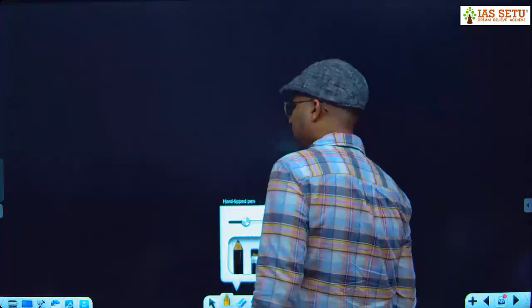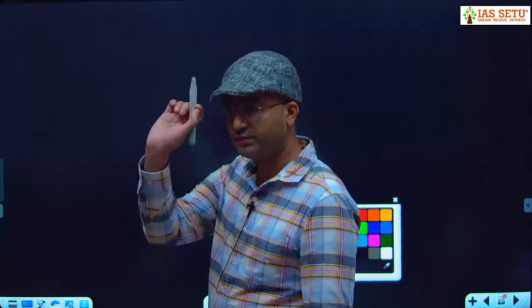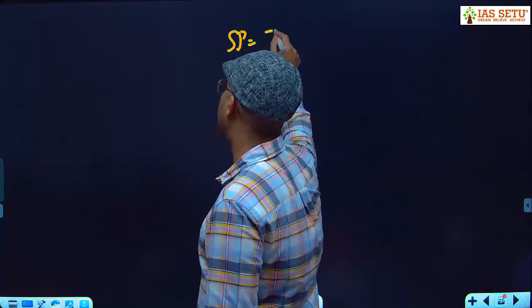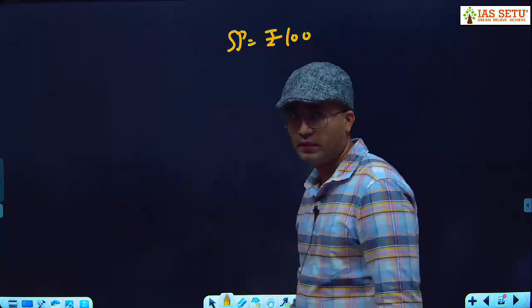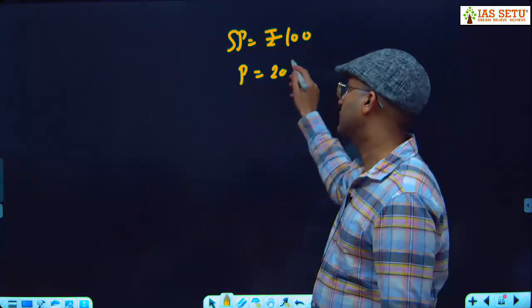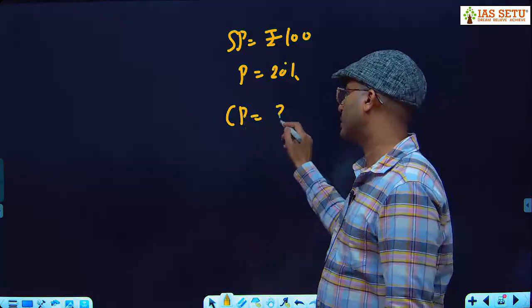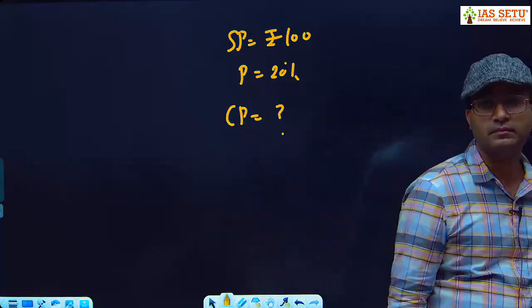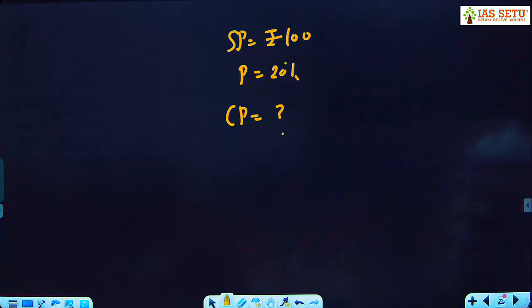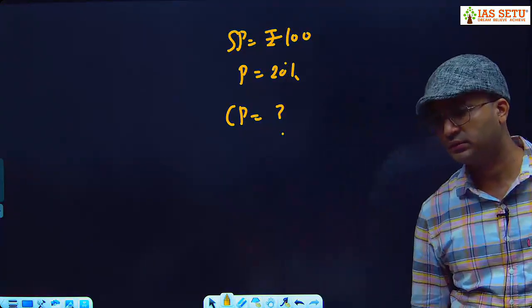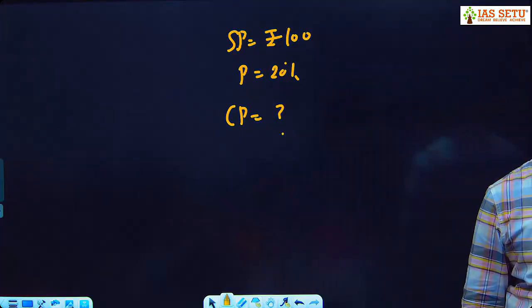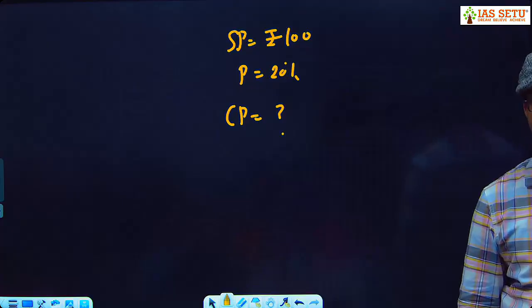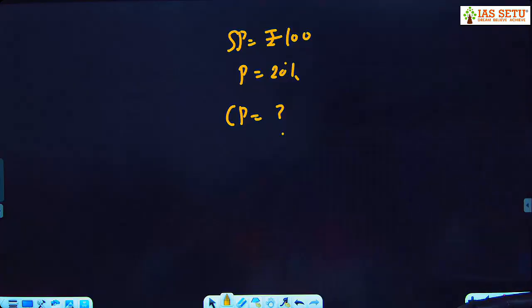Now try. Selling price of this marker is 100 rupees. Profit 20%. Tell me what is the cost price of this marker? 80. हाँ जी ऑनलाइन स्टूडेंट. Selling price of this marker 100, profit 20%. Tell me what is the cost price?